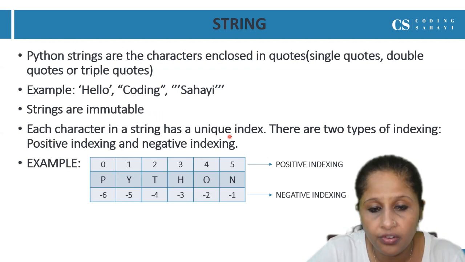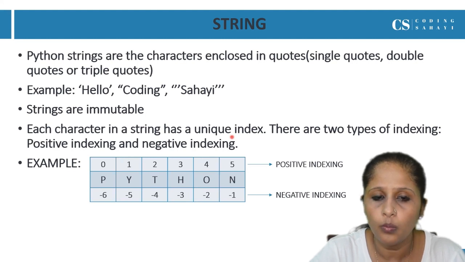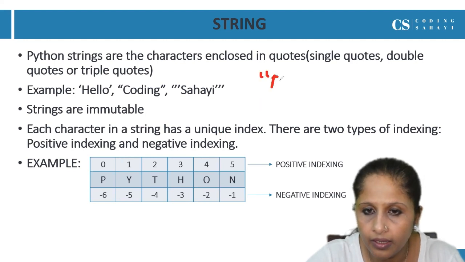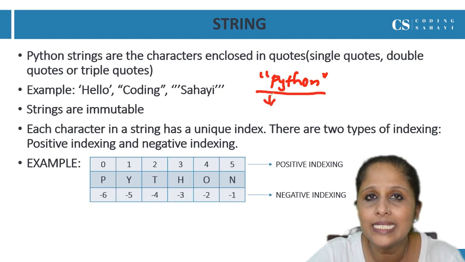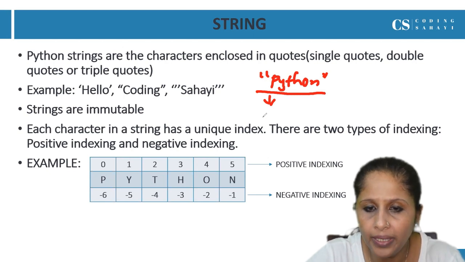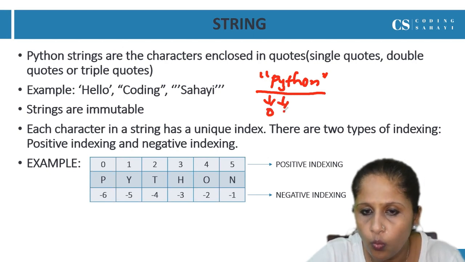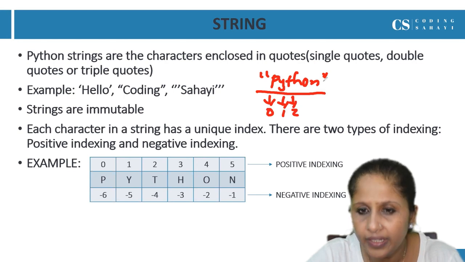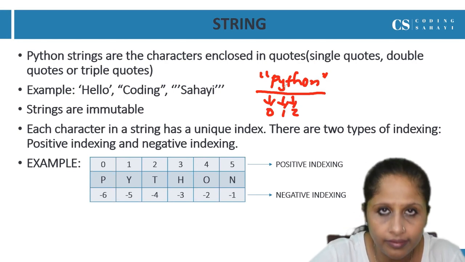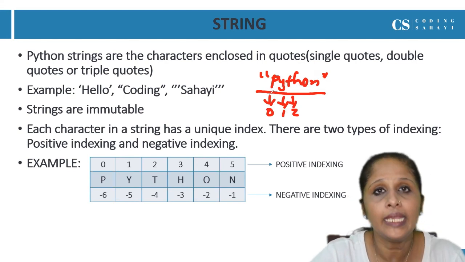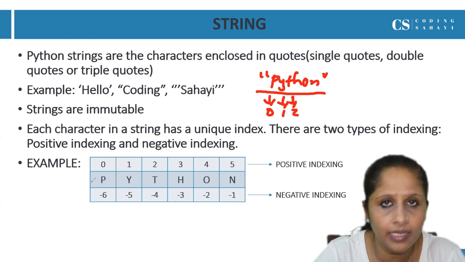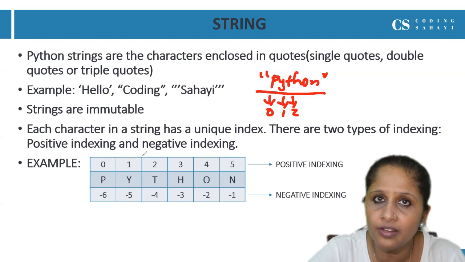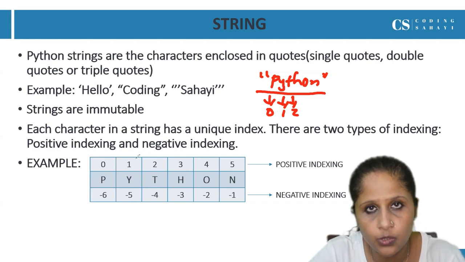Each character in a string has a unique index. What does it mean? If you are writing a string like Python, for each character there is a location in memory. That means we can say an index. So for P we have 0, then for Y 1, T 2. If it is a string, then each character in that string has a unique index. We can do the indexing in two ways, positive indexing and negative indexing. Positive indexing always starts from 0.